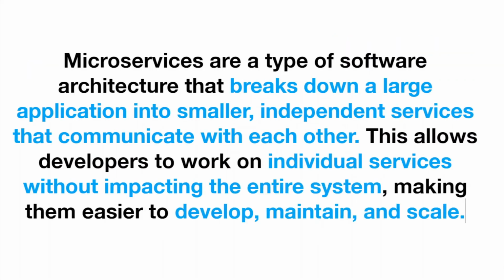In summary, microservices are a type of software architecture that breaks down a large application into smaller independent services that communicate with each other. This allows developers to work on individual services without impacting the entire system, making them easier to develop, maintain, and scale.